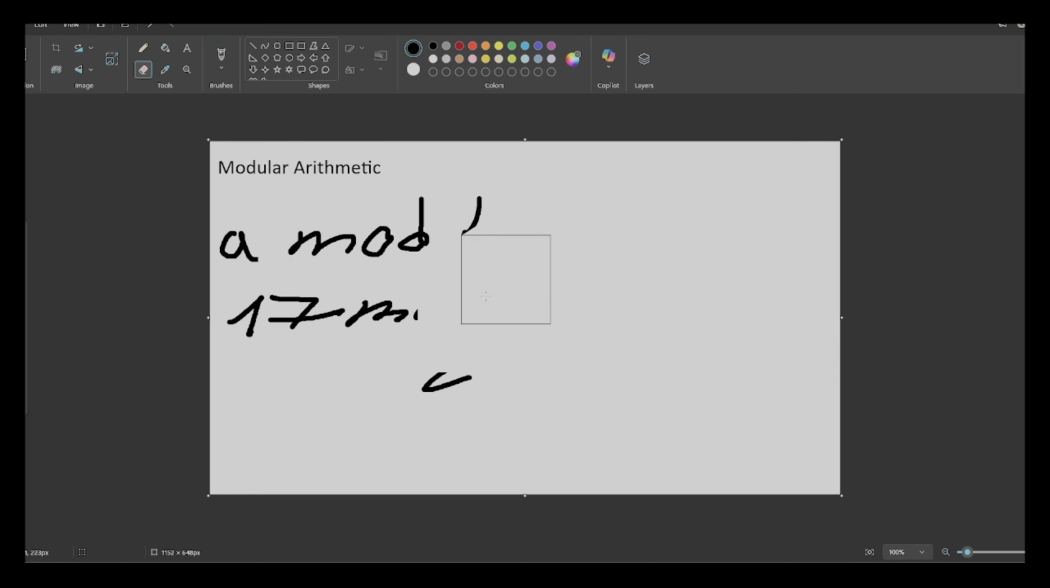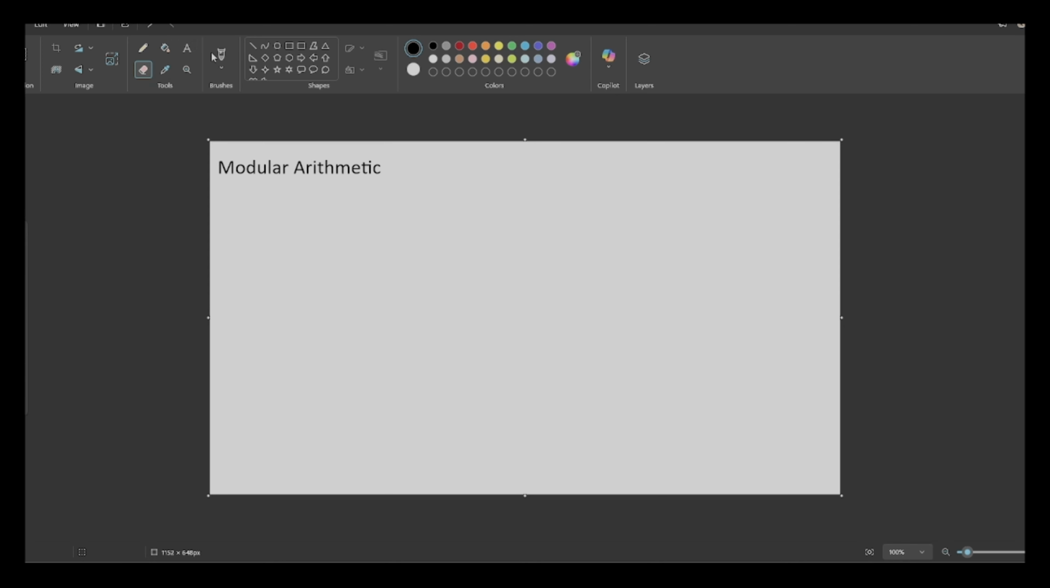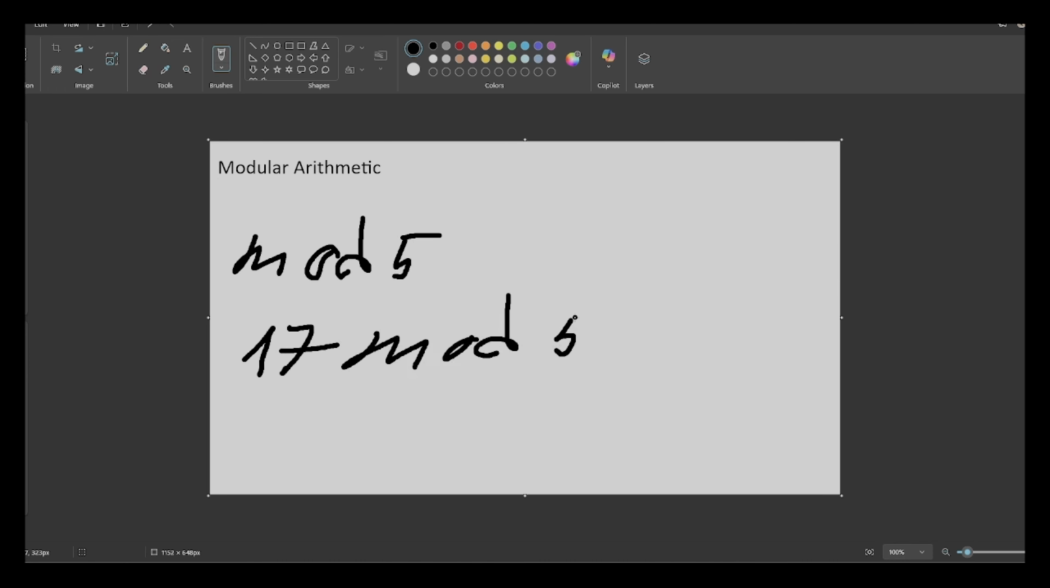Basically, the word modular itself comes from the word modulus, which again comes from the Latin word modus, meaning measure. So in modular arithmetic, the modulus, like the 5 in mod 5, is the unit you're measuring with. So mod 5, you can think of it as groups of 5. If you have 17 mod 5, we want to put 17 in groups of 5 and see what the remainder is going to be. The remainder is going to be 2.